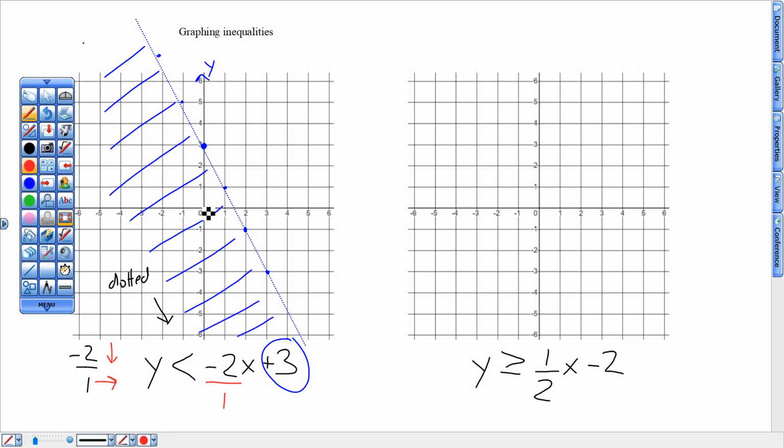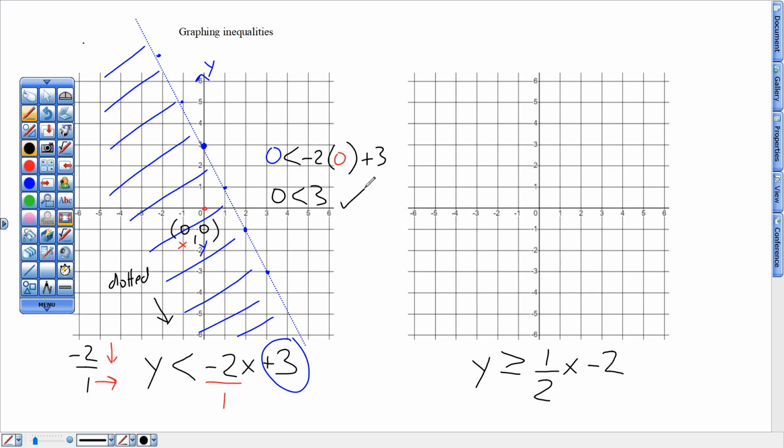It doesn't give you exact numbers, but any coordinate in this zone, if I plug in x and y into that inequality, is going to give me a true statement. If I plug in 0 for y and 0 for x, that would be -2 times 0, and then adding that 3 should give me a true statement. Is 0 less than 3? That is true. 0 is less than 3.